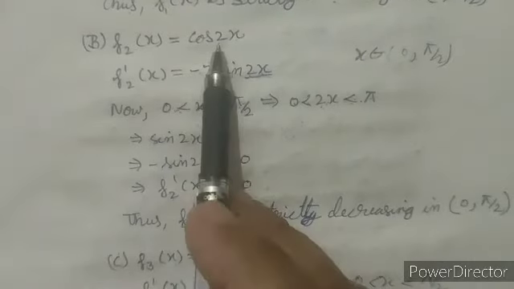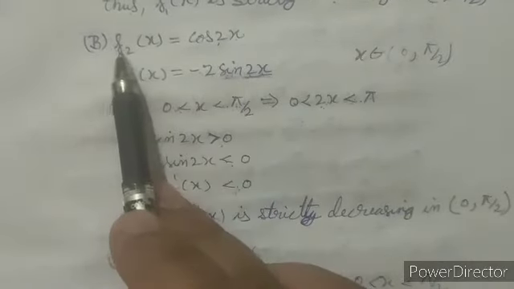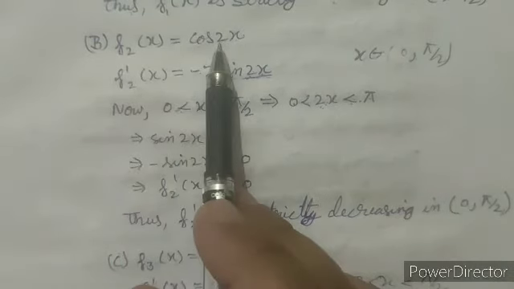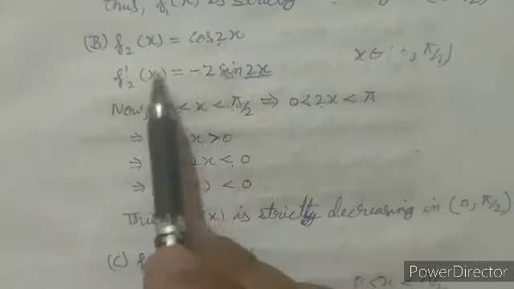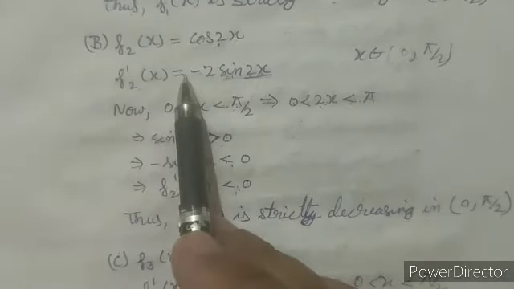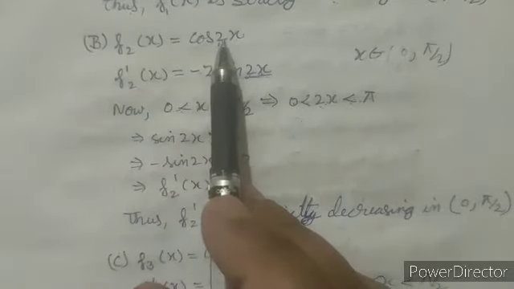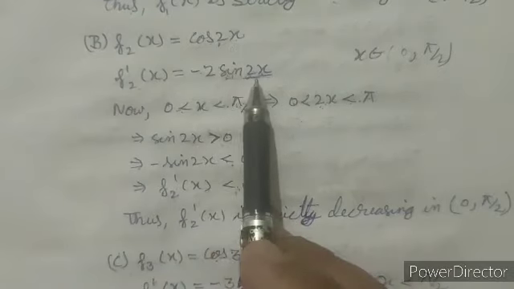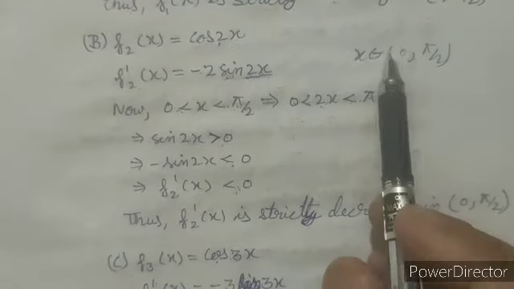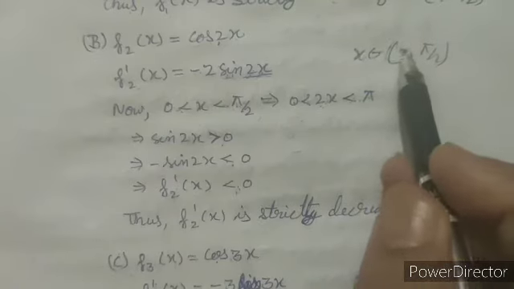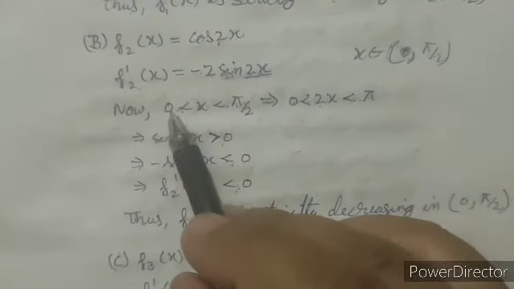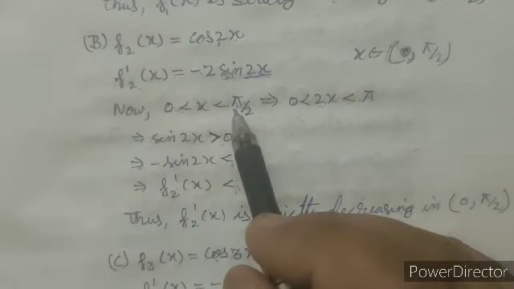The second function was cos 2x. Let f2(x) equal cos 2x. On differentiating both sides with respect to x, f2 dash x will be equal to minus 2 sin 2x. Now as x lies between 0 to pi by 2, we can say x is greater than 0 and less than pi by 2.